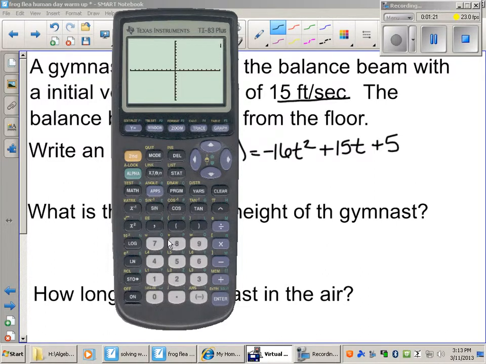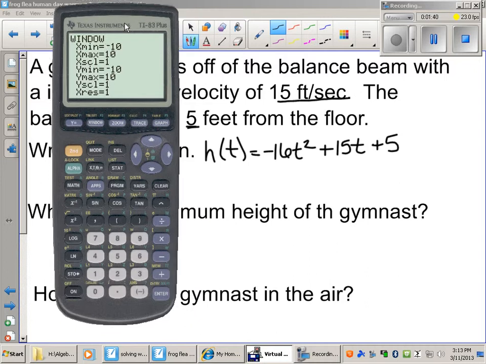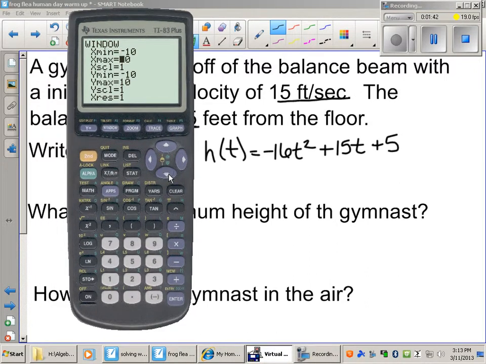And right off the bat, I get this kind of funky looking graph. It's not showing me exactly what I want. So I need to change my window so I can see what I want. The window is right here, at the top of the screen. I need to change my x min and max and my y min and max. So x in this situation stands for time. And I know I don't want any negative values of time, so I'm going to start time at 0.